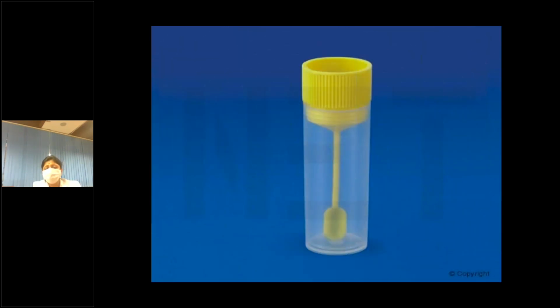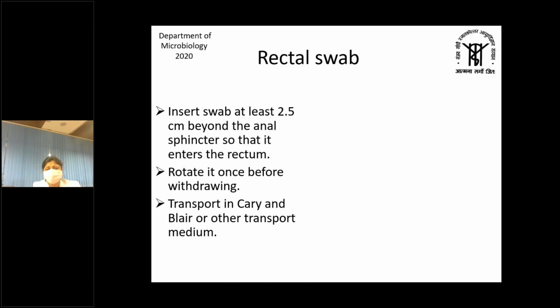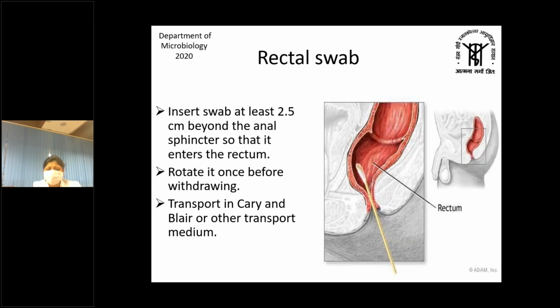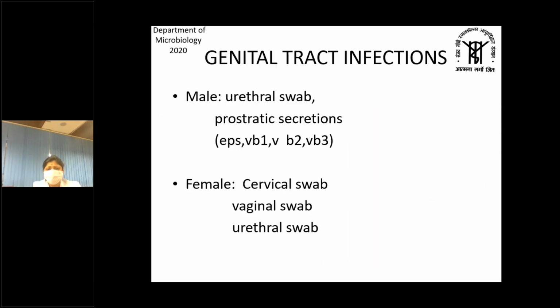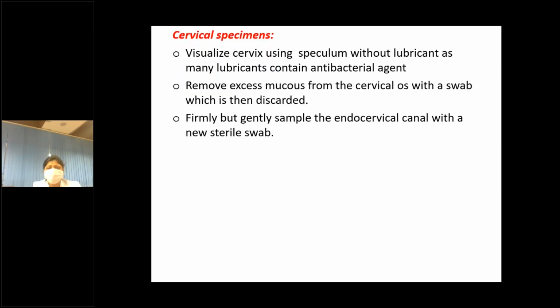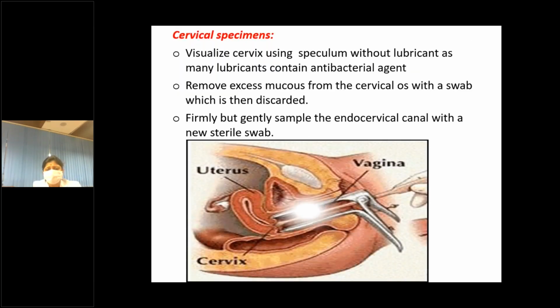This is how a stool container looks. It is actually a green colored container that is available in the lab. It has a small spoon in it, and you just have to pass the stool sample into it. In the lab, we withdraw the spoon and use the sample for processing. A rectal swab, as I said before, may also be obtained. For genital tract infections, we have cervical specimens, or usually what we get is a high vaginal swab that is collected.